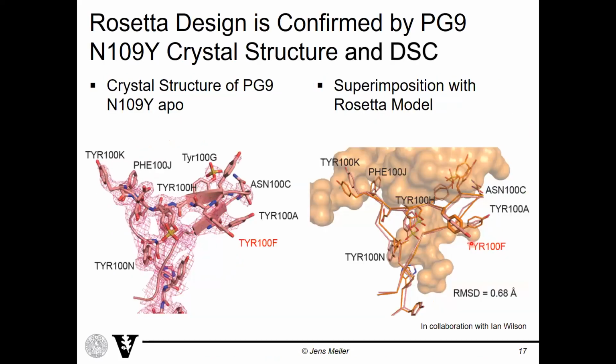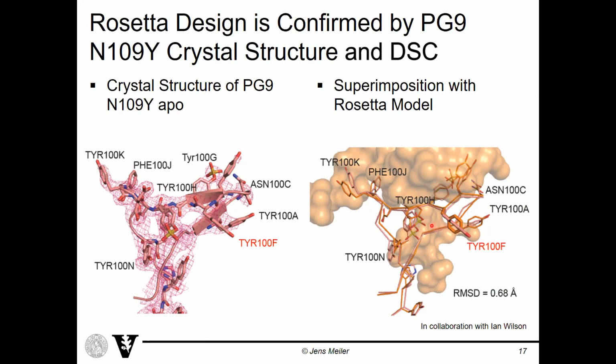And so we went on to determine the crystal structure of this asparagine to tyrosine mutation in the apo state. In the apo state of the original antibody's experimental structure, the HCDR3 loop was not resolved, indicating that it might have been more flexible. Now, in our modified antibody, this conformation is sufficiently stabilized to actually be resolved experimentally in this crystal structure, and also superimposes very nicely with our model of this particular interaction.